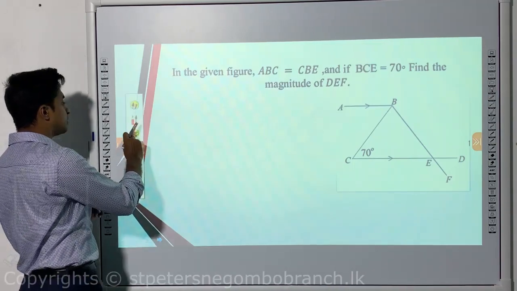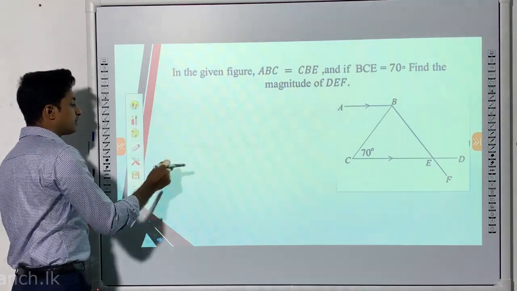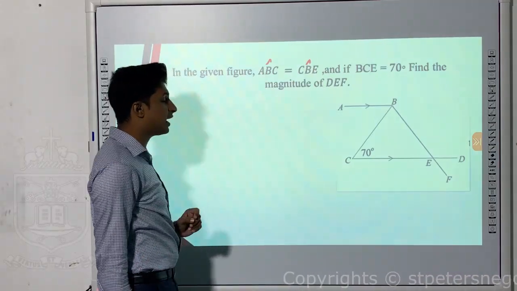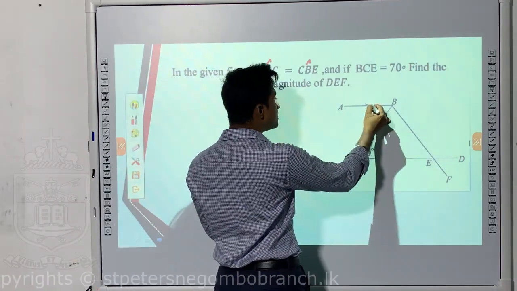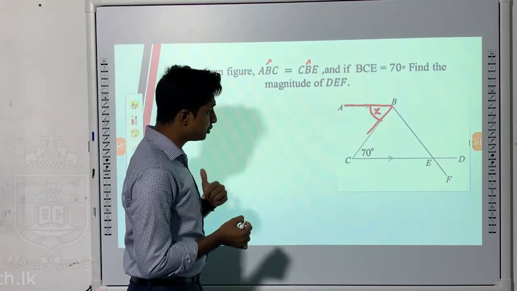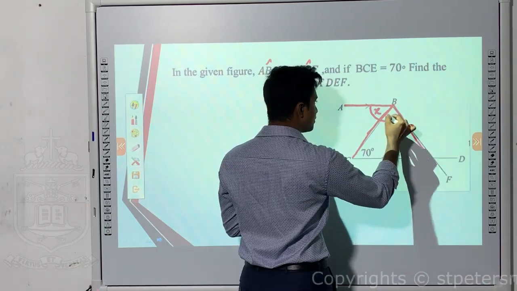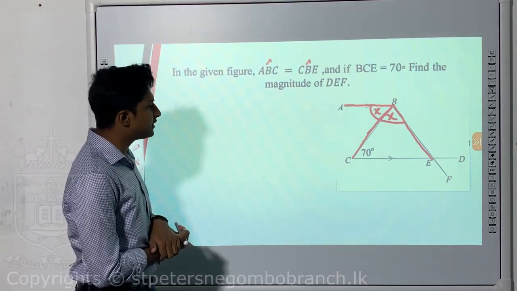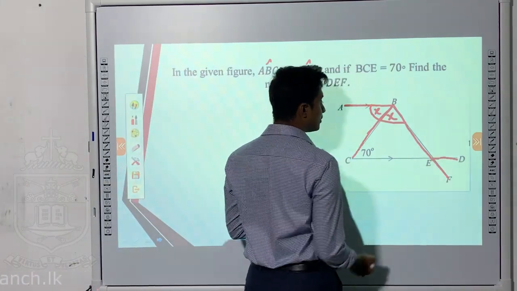Okay, this is another question based on it. Let's see. In the given diagram, ABC angle is equal to CBE angle. When they tell you to mark things, mark them. So they are saying ABC, this angle, I will take it as X, is equal to CBE. So CBE is also this angle, so this is also X. And if BCE is 70, find the magnitude of DEF.